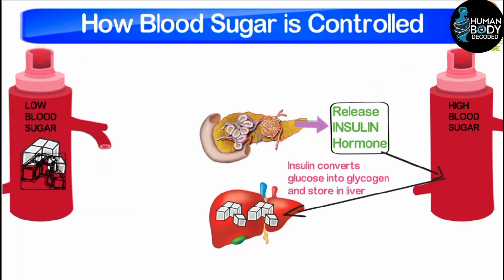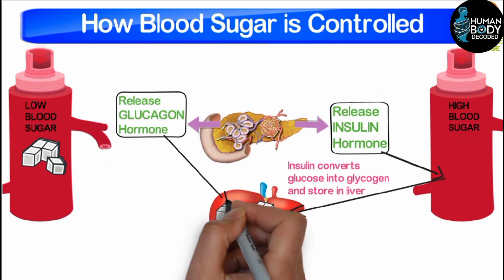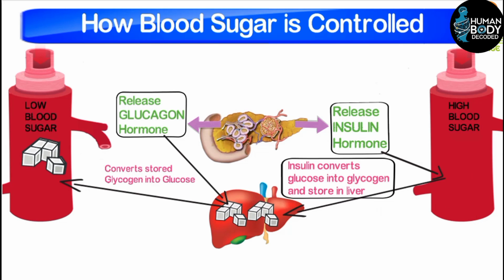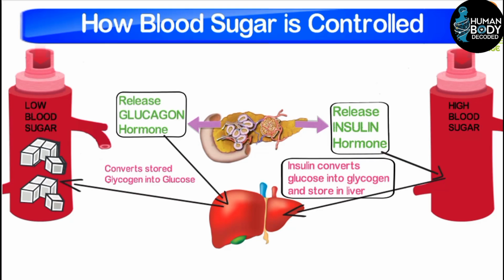Similarly, if our blood sugar level becomes low, the pancreas releases the glucagon hormone. And what does this glucagon hormone do? The sugar that we had stored in our body in the form of glycogen, it extracts it from the muscles and liver, converts it into glucose, and releases it in the blood. So this is how these hormones of the pancreas work.